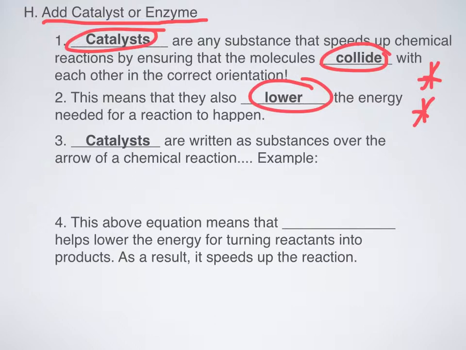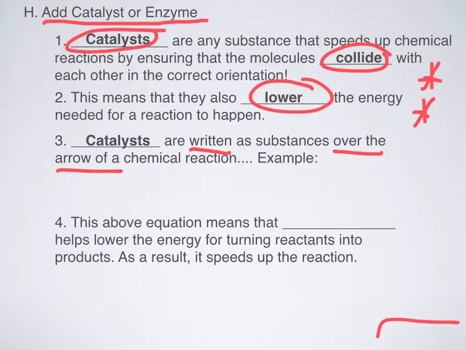Now, why lower the energy? Because if it takes less energy for a reaction to occur, now the reaction is much more likely to occur. So how do we write catalysts in chemical equations? Well, we always write them over the arrow in the chemical reaction.